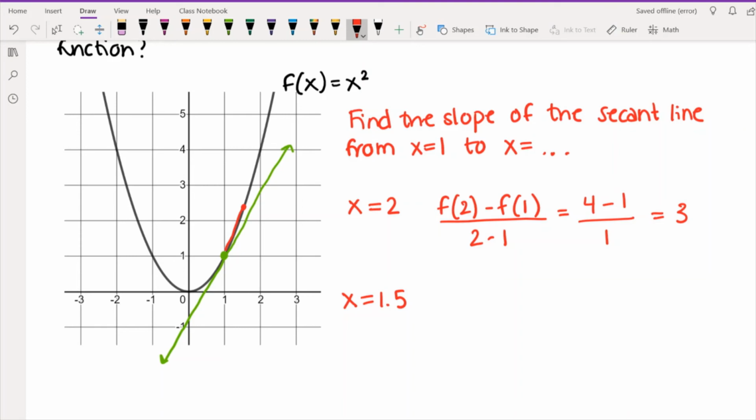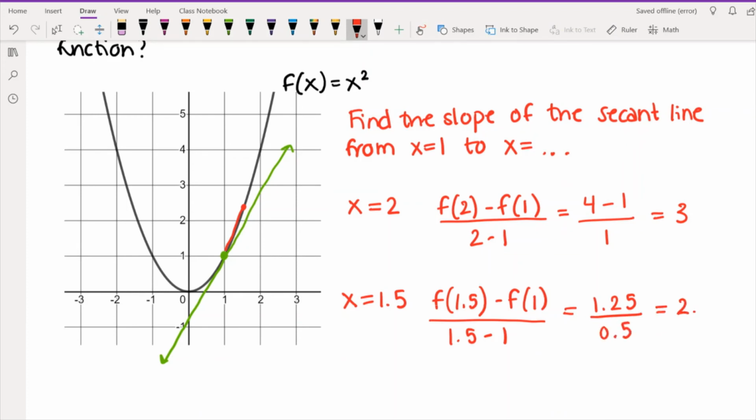Okay, so let's see what we get for this one. So in this case, we want to be doing f of 1.5 minus f of 1 over 1.5 minus 1. So finding the slope of the line in red. And if you plug that all into a calculator, you'll find that in the numerator, you'll get 1.25, and in the denominator, you'll get 0.5. And so that simplifies to 2.5. So not too surprising that as the line is getting less steep, we see that slope decreasing.